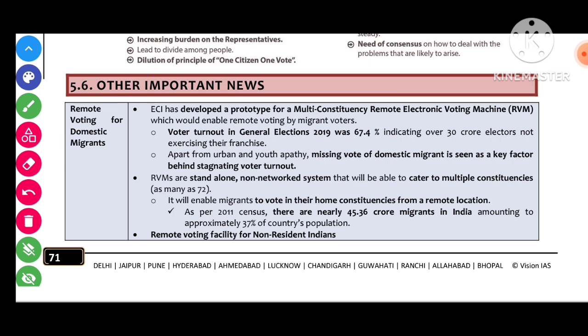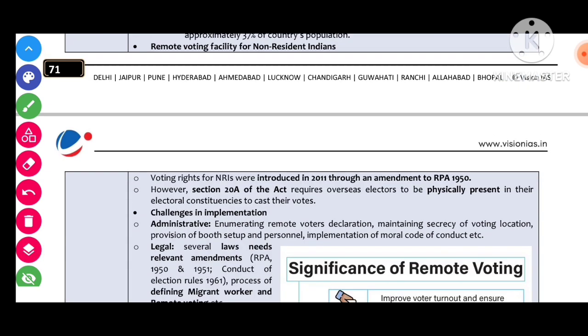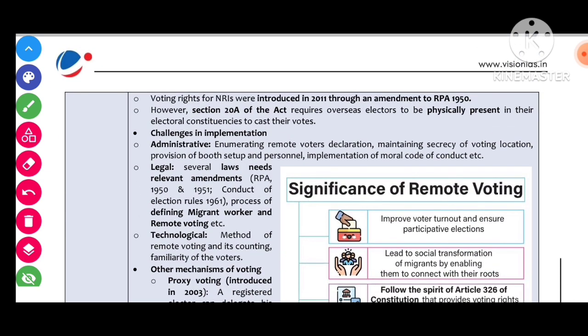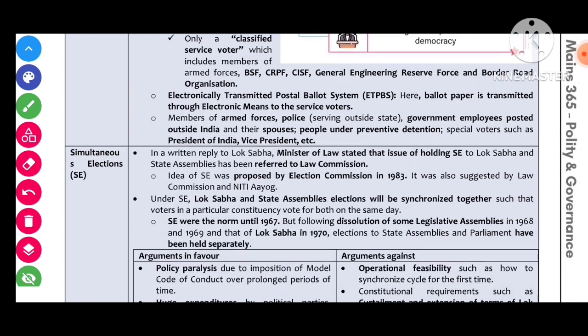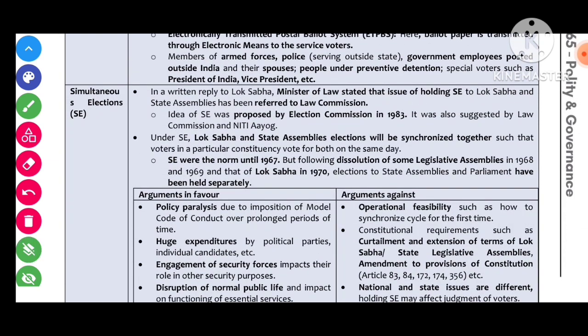So pause the video and you can read one or two times, okay, for value addition. So this is the, and next is the simultaneous elections.